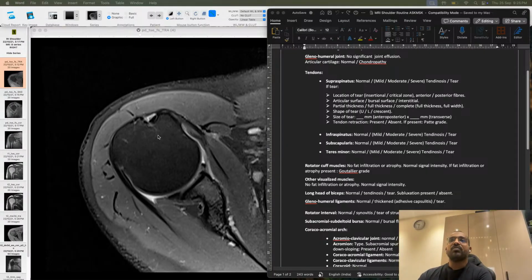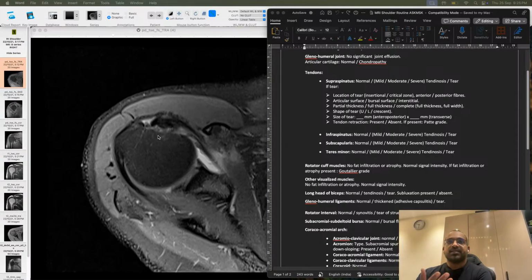Then other than that, glenohumeral ligaments, like we have already seen, the superior, middle and inferior glenohumeral ligament. In adhesive capsulitis, there is thickening of the inferior glenohumeral ligament, which I have seen. So that is there.